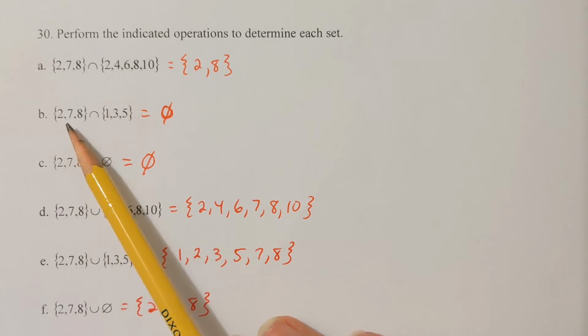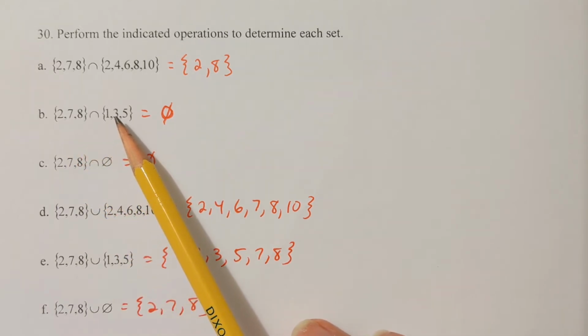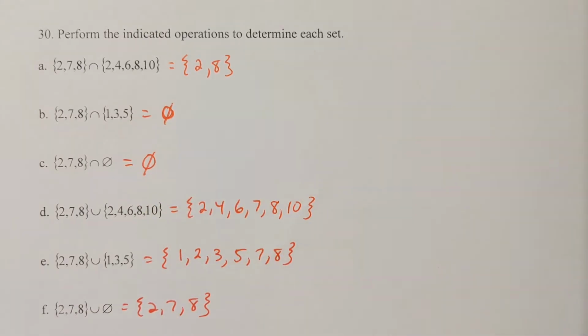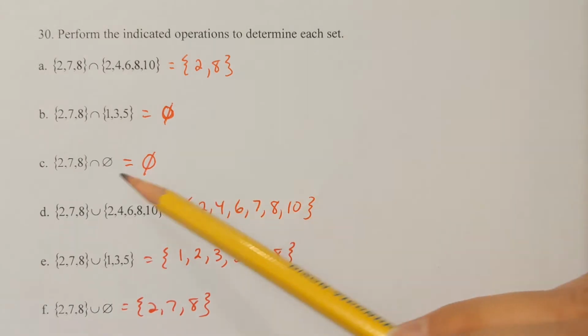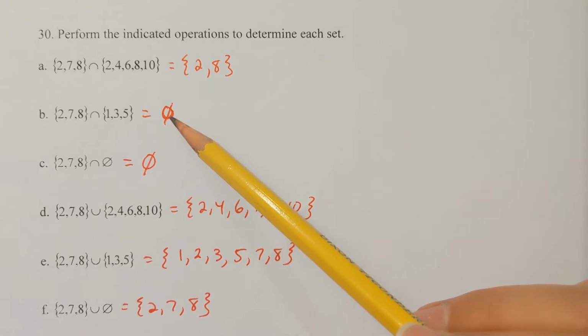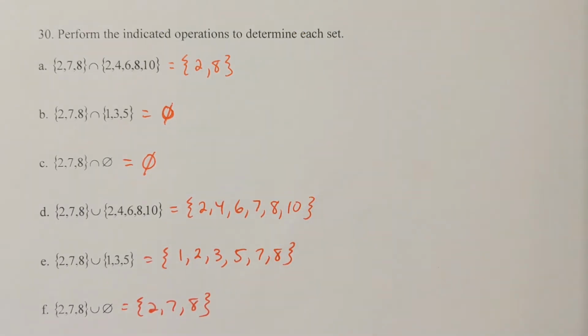Okay, part B, the set containing 2, 7, and 8 intersect the set containing 1, 3, and 5. Intersection, again, that means that you're talking about all the elements that you see in both the sets. Well, there's no elements that I see in both the sets together, so this would contain a set with nothing in it, and the empty set is the symbol that we use for that.